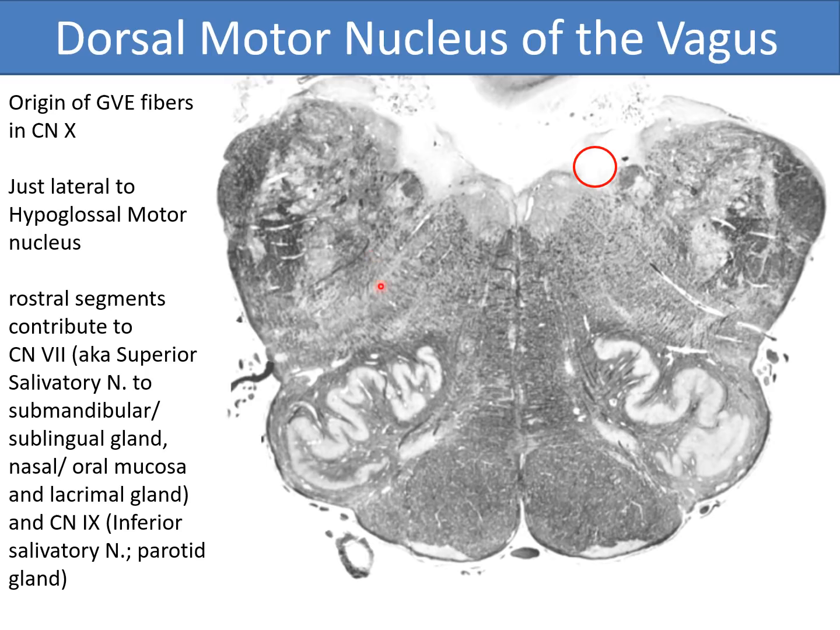If we come down to the medulla, we see that the dorsal motor nucleus of 10 of the vagus is represented in the very dorsal position, an intermediate position between medial and lateral. And it's just lateral to the hypoglossal motor nucleus right here.